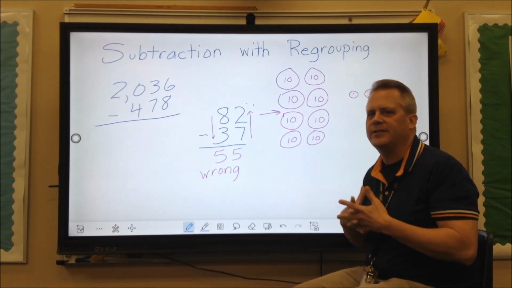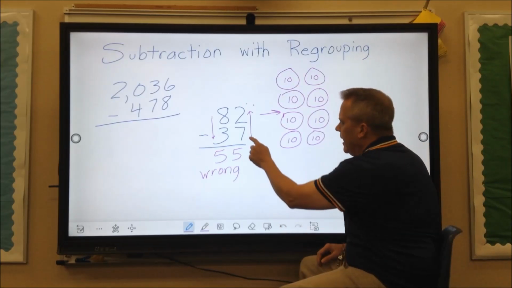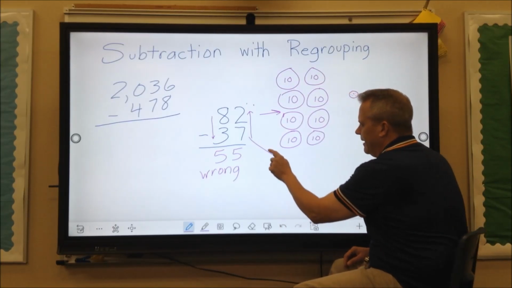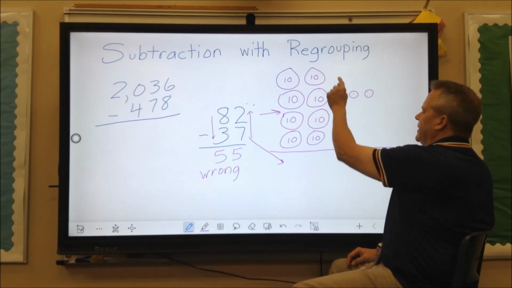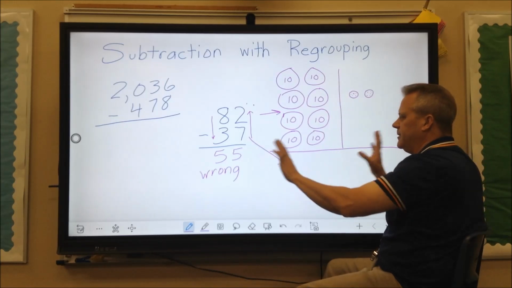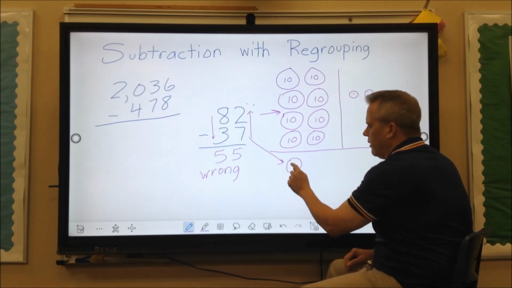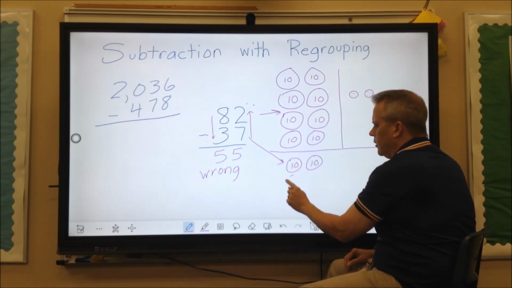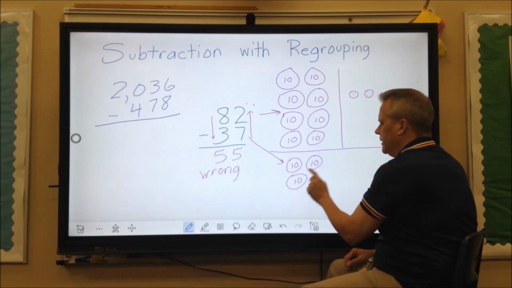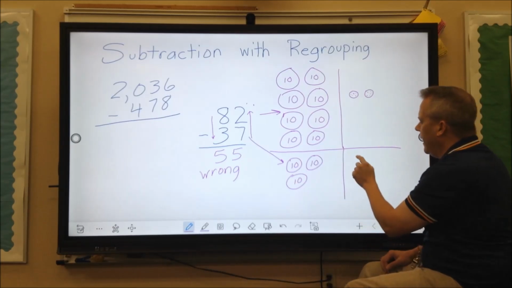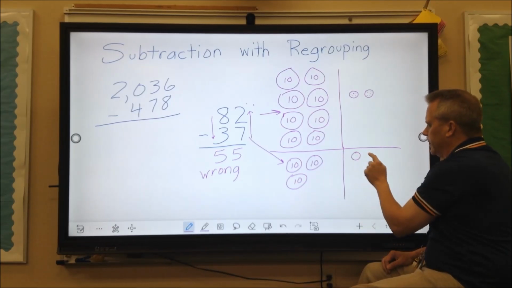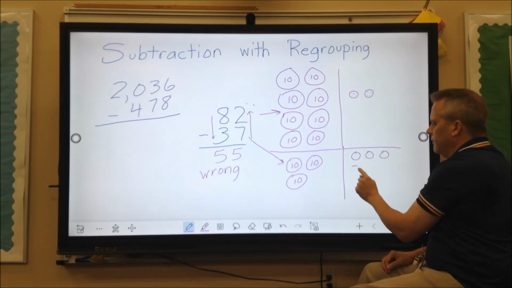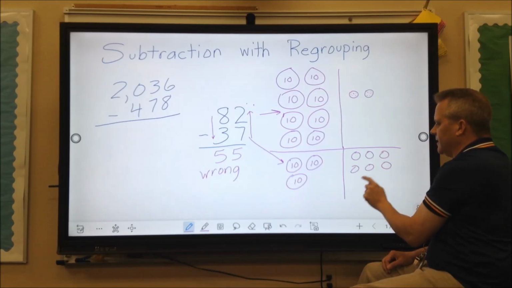I'm going to do the same with 37. And let me just draw a line like this so I don't get confused. Let me just separate all of this. So I have 10, 20, 30. Let me just draw a line right here. And then let me draw my 7 little cookies. 1, 2, 3, 4, 5, 6, 7.